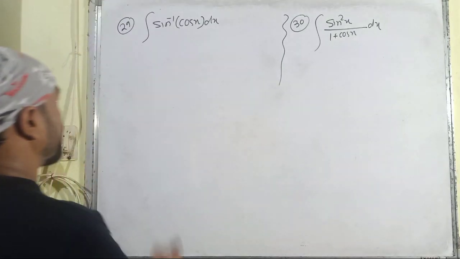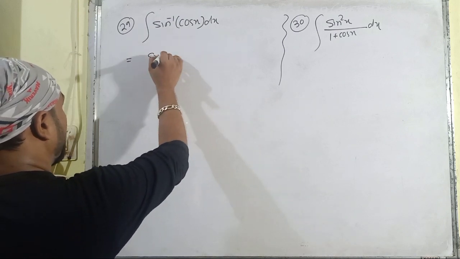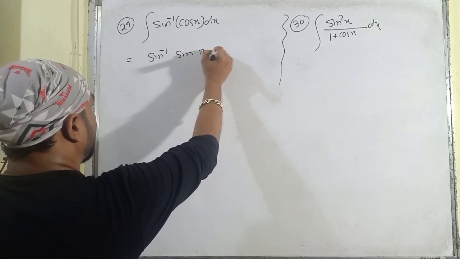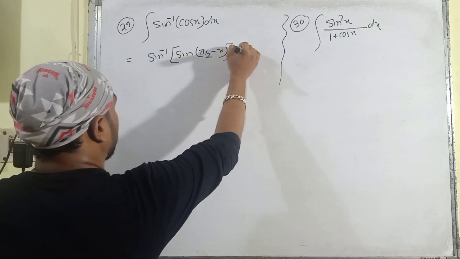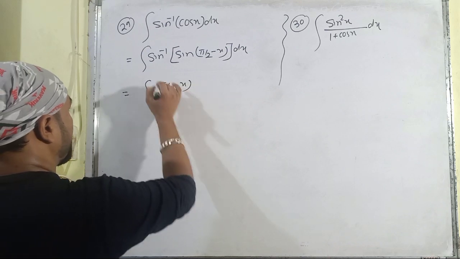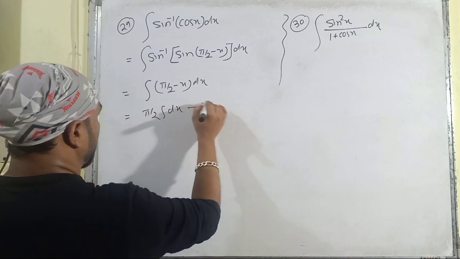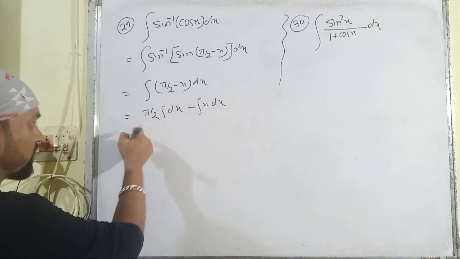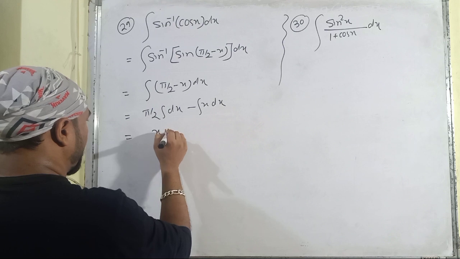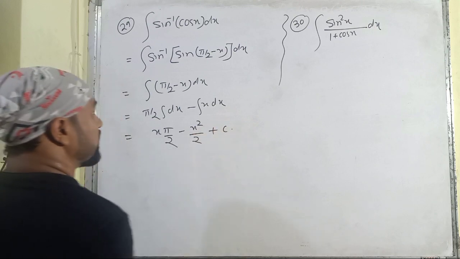Then coming to the problem number 29, we have to integrate sin inverse of cos x dx. First of all, let us convert cos x in terms of a sine function. It will be sin of pi/2 minus x. Then sin inverse of sin of pi/2 minus x, it is integral of pi/2 minus x dx. So it will be pi/2 integral of dx minus integral of x dx, because pi/2 is a constant. So you can write down x times pi/2 minus x square divided by 2 plus any constant c.